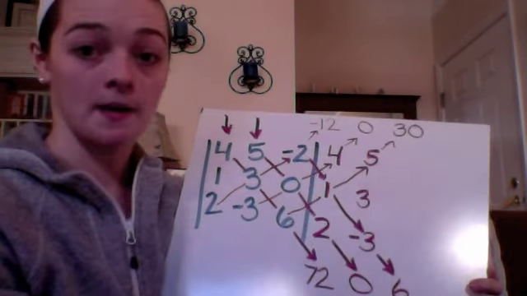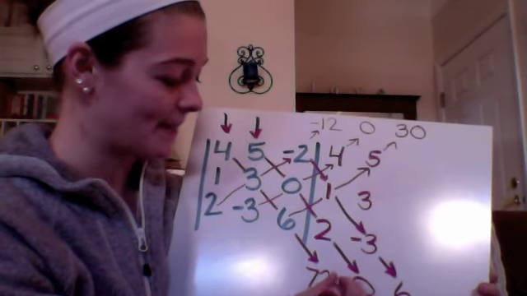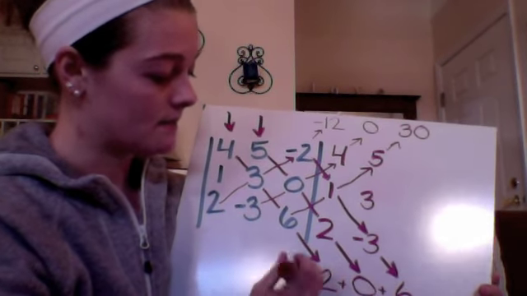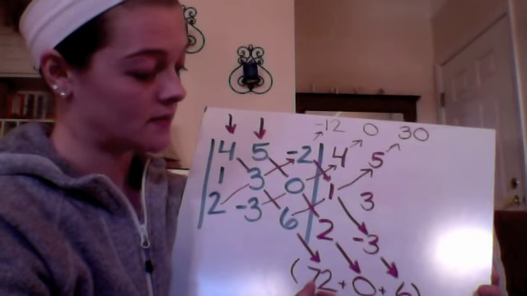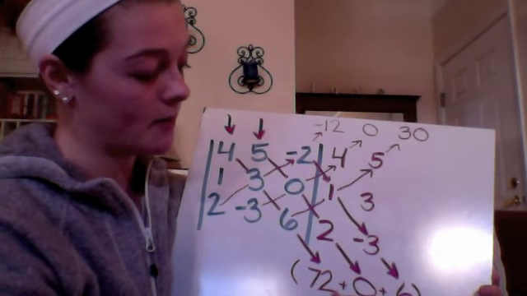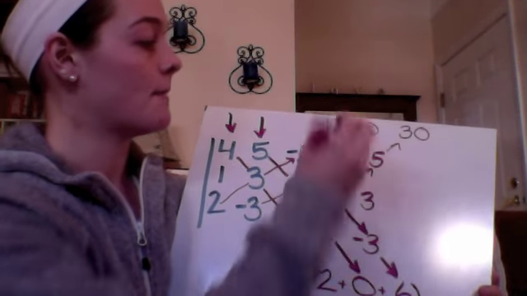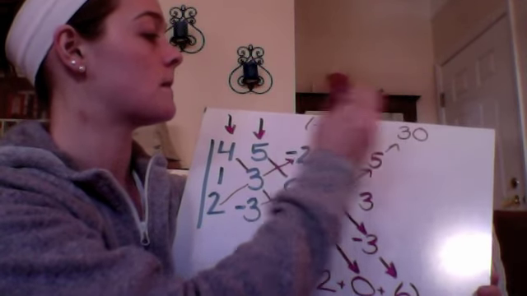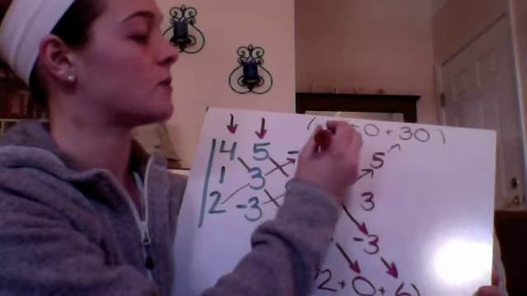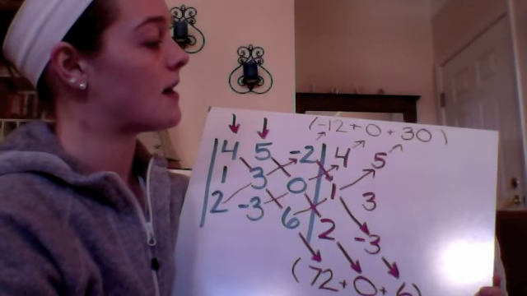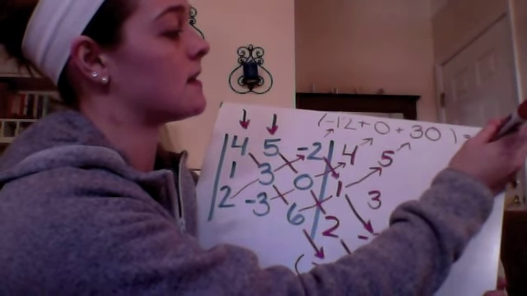Alright, so now I've got to take all these and add them together, but I'm going to do them separately. So 72 plus 6, my downward diagonals total to be 78. My upward diagonals, negative 12 plus 30. Alright, so that totals to being 18.